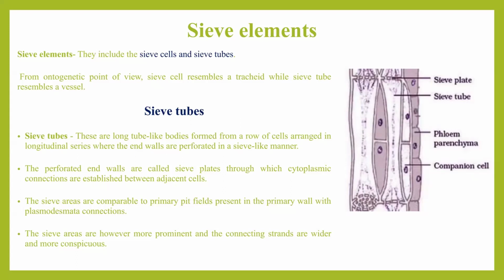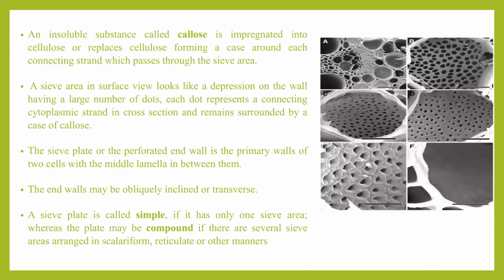Sieve areas are comparable to the primary pit fields present in the primary wall with plasmodesmata connections. When we observe the cell wall, the connections are called plasmodesmata. The sieve areas are also similar to the plasmodesmata of the primary wall. The sieve areas are, however, more prominent, and the connecting strands are more conspicuous. So these sieve tubes mainly help in the conduction, or translocation, of food materials.